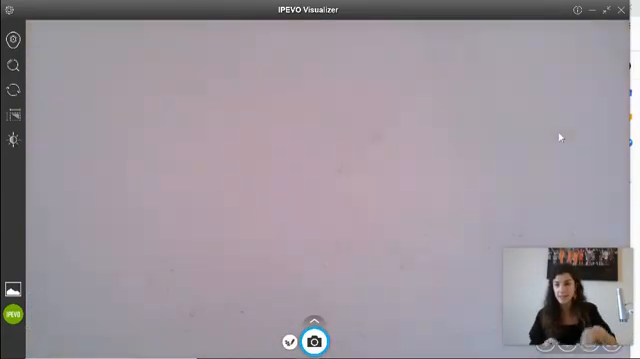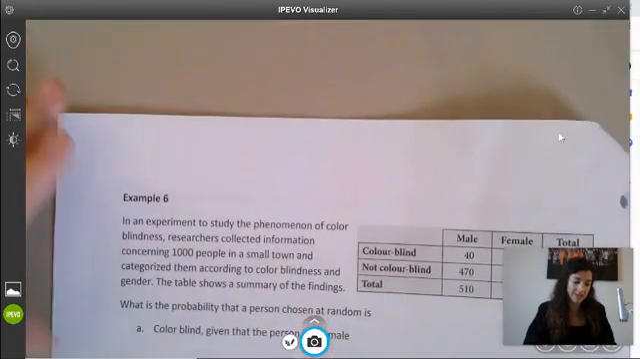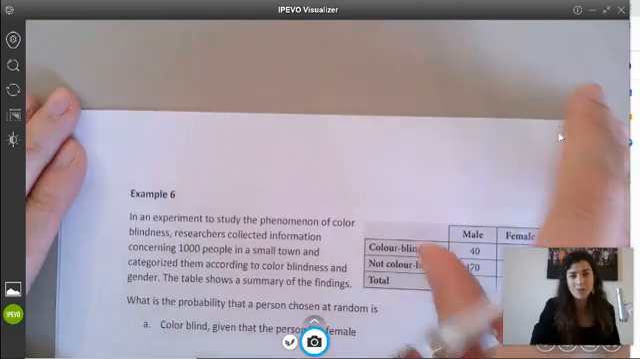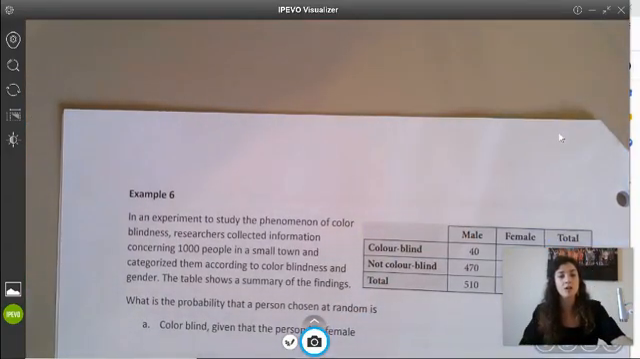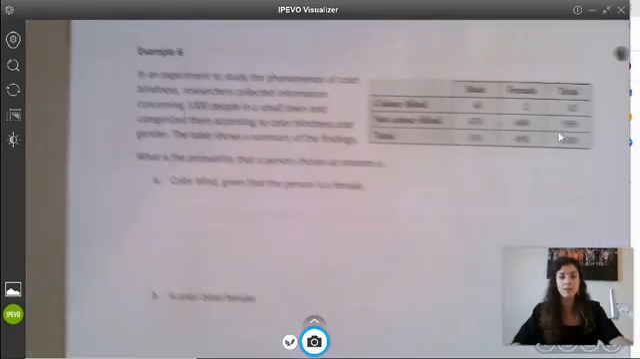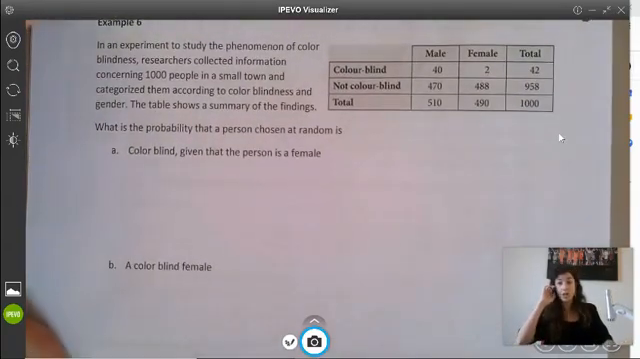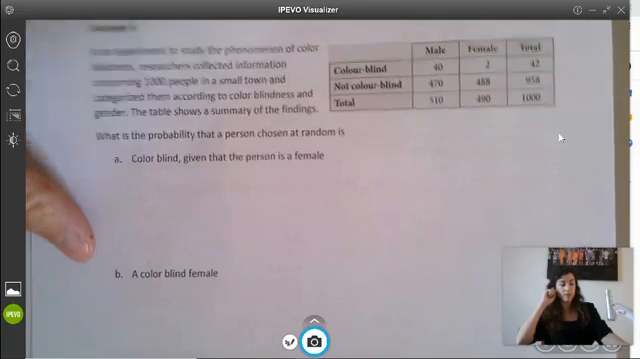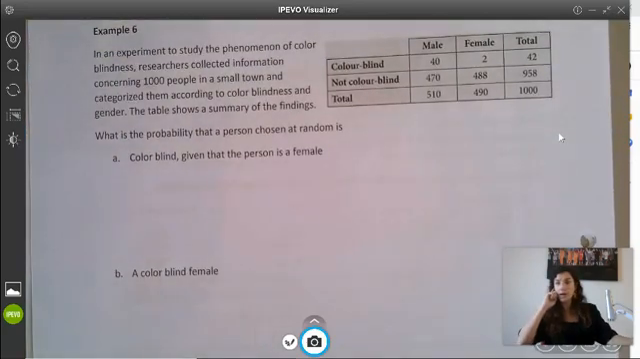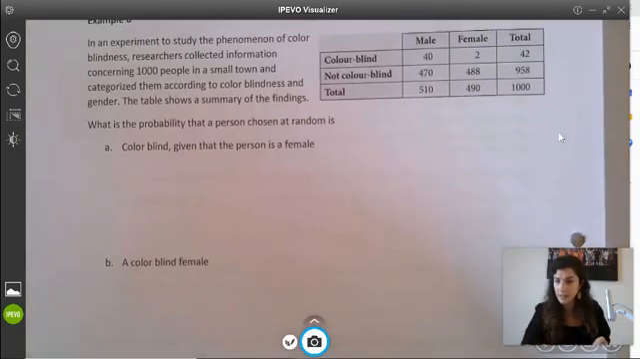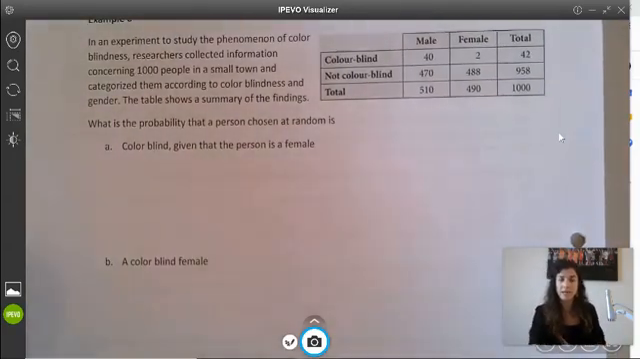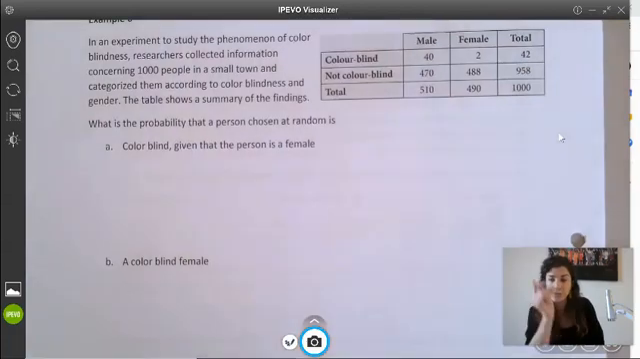All right, second page. Example 6. An experiment to study the phenomenon of color blindness. In an experiment to do this, researchers collected information concerning 1,000 people in a small town and categorized them according to color blindness and gender. The table shows the summary of the findings. It's kind of like a thing with color blindness that females don't really get colorblind as much as males do. So that's kind of why they're talking about color blindness versus gender.